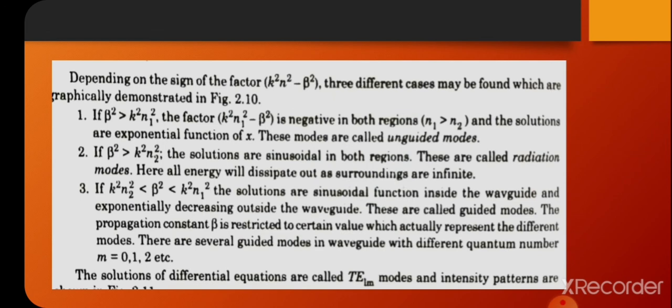And the third condition is that k²n2² is less than β², which is less than k²n1², that is, the β² value is in between k²n2² and k²n1². In that case the solutions are sinusoidal functions inside the waveguide and exponentially decreasing outside the waveguide, and these are called guided modes. The propagation constant β is restricted to certain values, which represent the different modes. So the third condition is the sufficient condition for light to propagate through the core of the fiber in a guided mode.